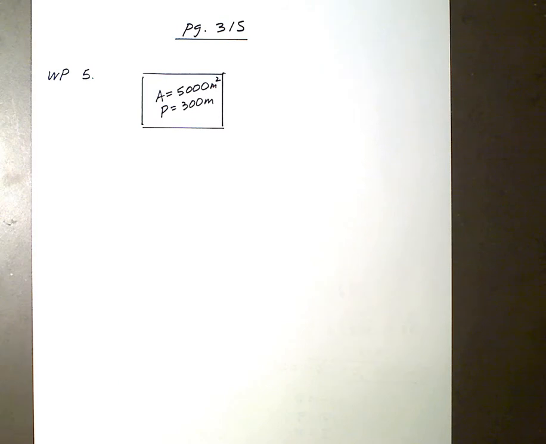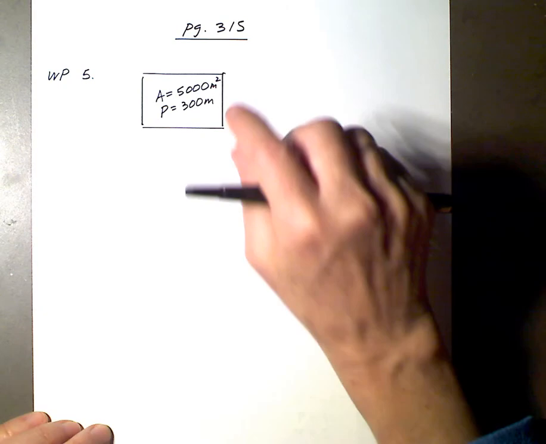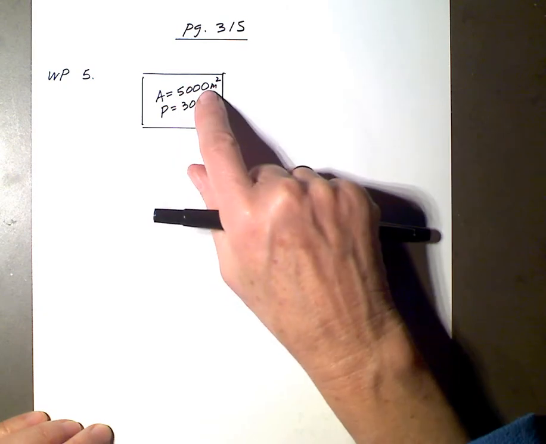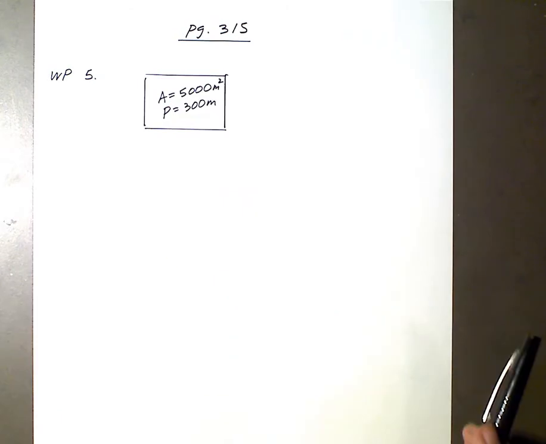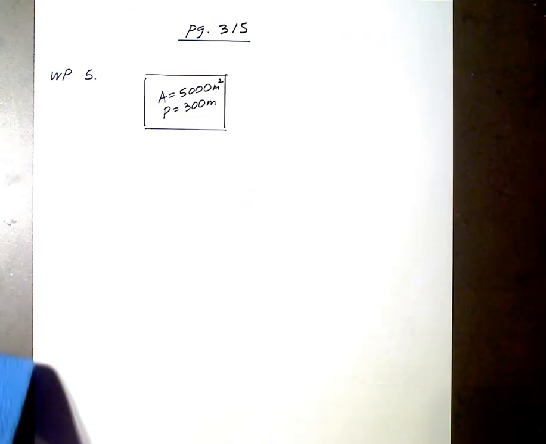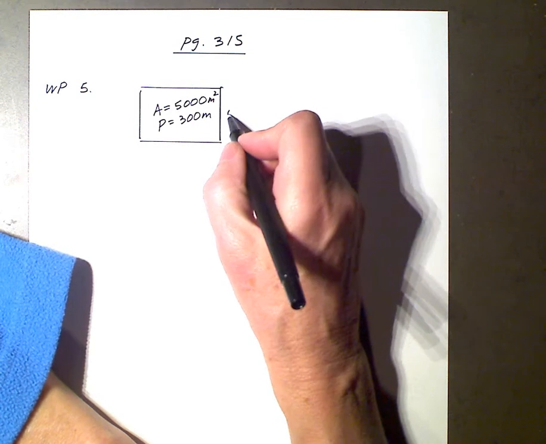Alright, this is word problem number 5 on page 315, and we have a rectangular field. It has an area of 5,000 square meters, and it's enclosed by 300 meters of fencing, so that's its perimeter. And we're supposed to find the dimensions of the field, so the width and the length.